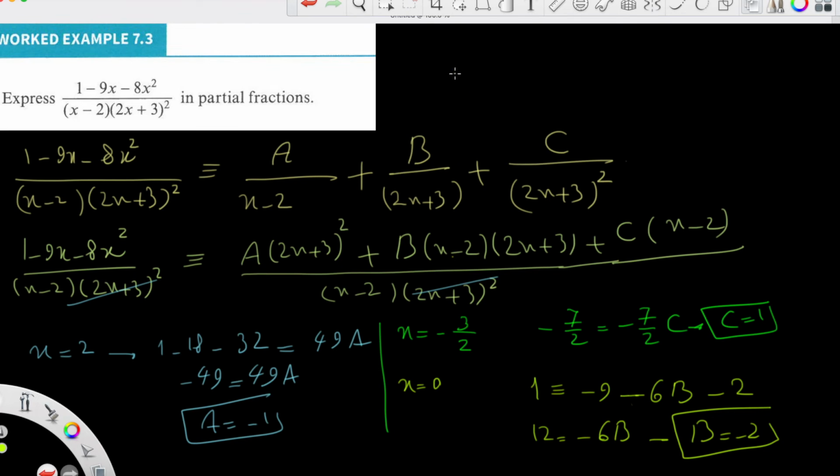Now it has been split into, so I write it here, a is negative 1, so negative 1 over, there is not enough space here, I write here negative 1 over x minus 2, then b is, where is b, negative 2 over 2x plus 3, and c is 1, so plus 1 over 2x plus 3 squared. Now as you see, it has been split into partial fractions.